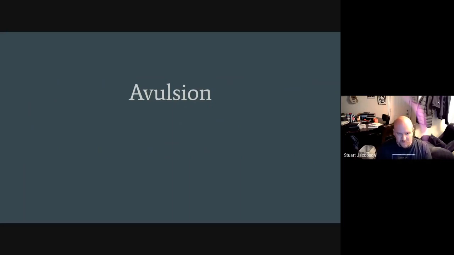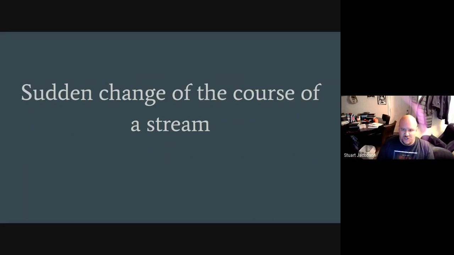Avulsion. This is a sudden change of course of a river or stream. It's one of those navigable waterways when it suddenly changes course. Okay, and that can happen when you're dealing with navigable waterways. They could all of a sudden change course because of natural occurrences, fault lines. There's a litany of things. I am not a scientist, so I'm not going to get into that, but there's a litany of reasons why that could happen, but that is avulsion.